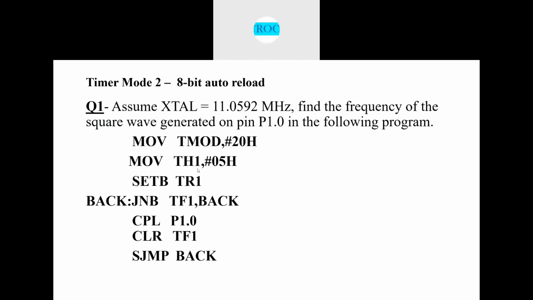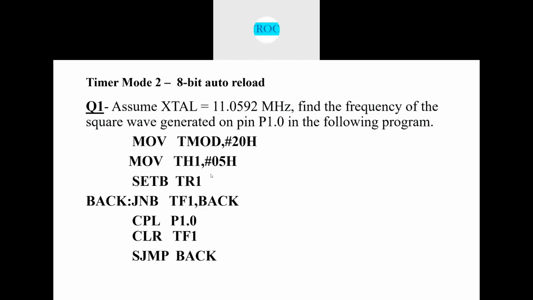Next, MOV TH1, #05h, right? The higher byte register we have, since timer 1 is selected for mode 2, we use the register TH1 here. Now the higher byte register is initialized with the value of 05h here, right?